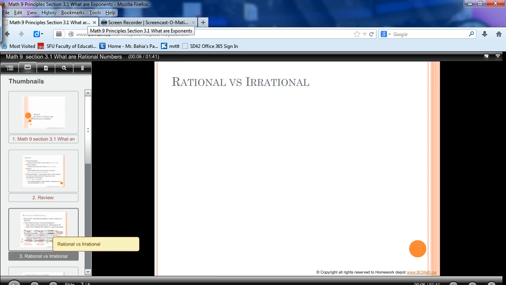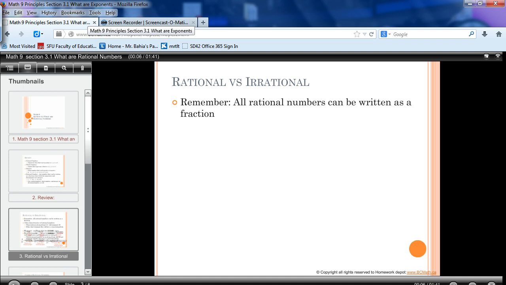Today's lesson is kind of all over the place, but the main thing is looking at types of numbers. There are two main types of numbers we're looking at. Out of all the numbers that you know, there are rational and irrational numbers. Any number you can think of fits in either this category or that category. And here's the key difference between a rational and an irrational number. Rational numbers are all numbers that can be written as a fraction. That's important, so I think you should write that down.